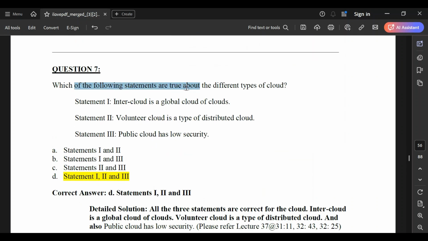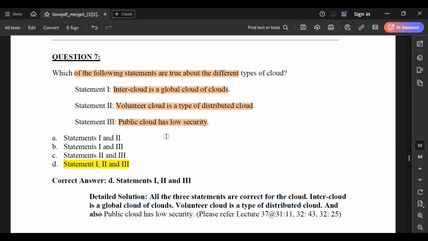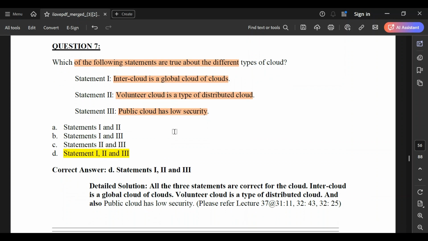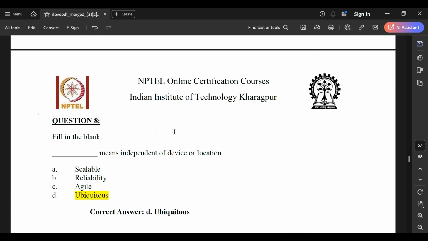Which of the following statements are true about the different types of cloud? So you can have a look here. Intercloud is a global cloud of clouds, so it is true. Volunteer cloud is a type of distributed cloud, it is true. Public cloud has low security, so it is also true. So all the options are true. These statements can be asked singly also in the upcoming examination. So remember all of these.